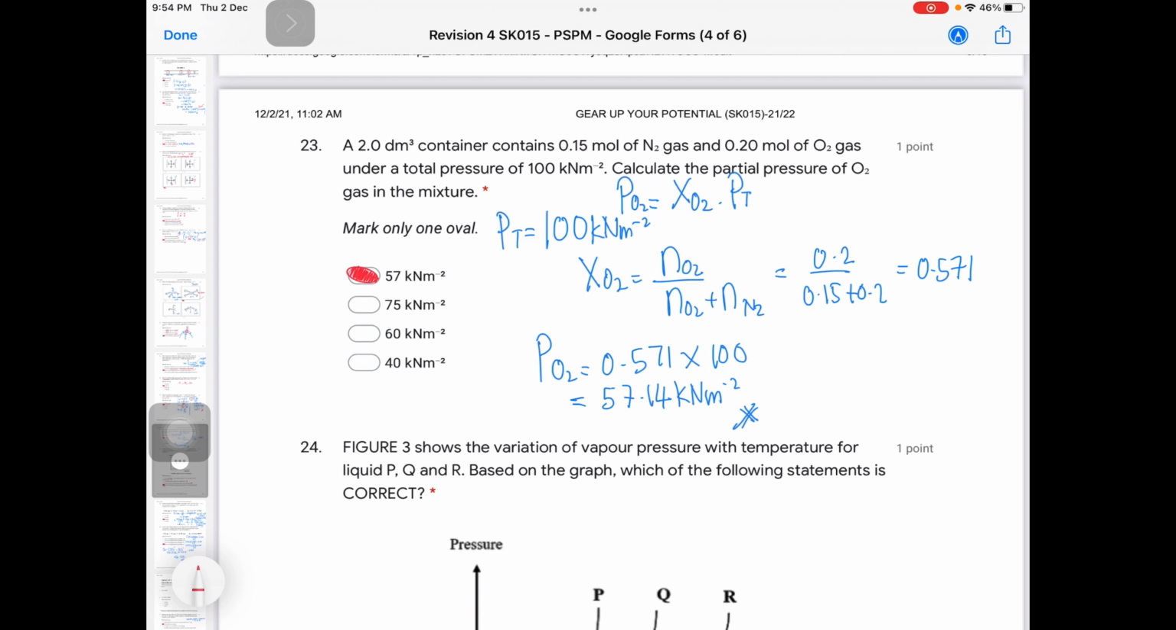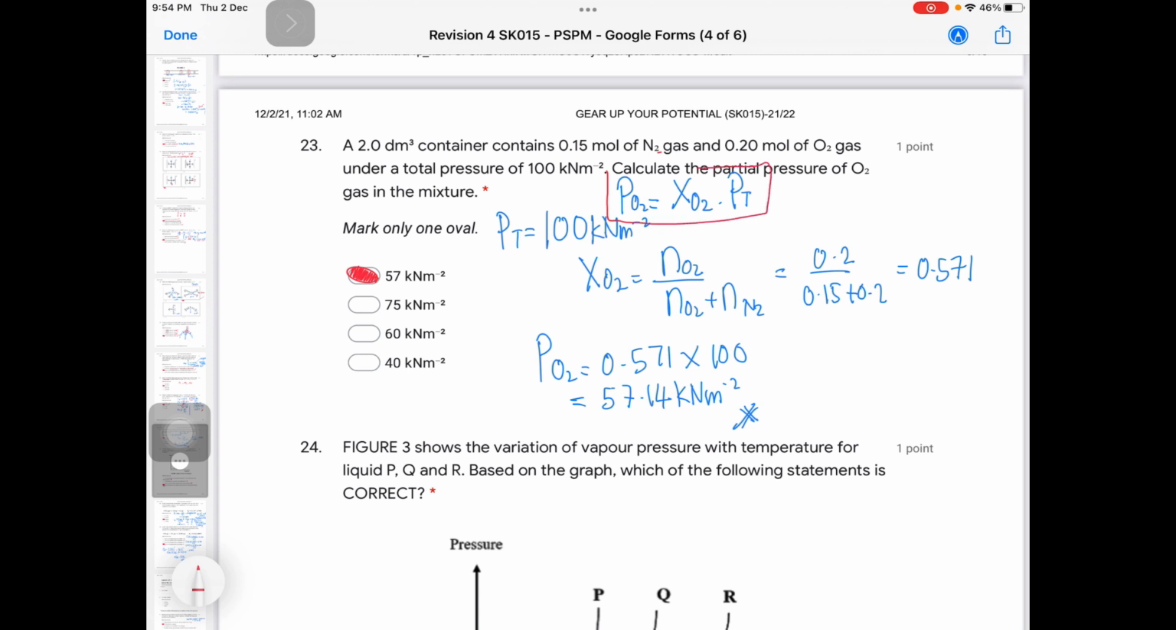A 2 decimeter container contains 0.15 mole of nitrogen gas and 0.2 mole of oxygen gas under a total pressure of 100 kN per meter square. Calculate the partial pressure of oxygen gas in the mixture. Jadi sekarang ni, okay, kita gunakan Dalton's law of partial pressure.